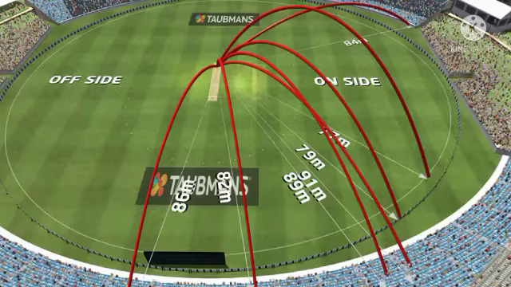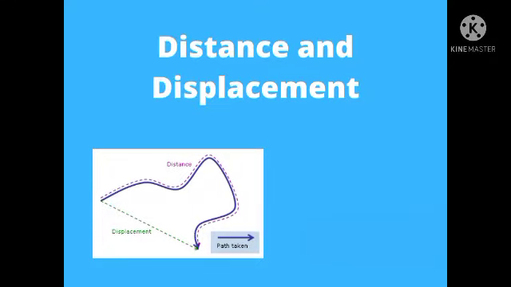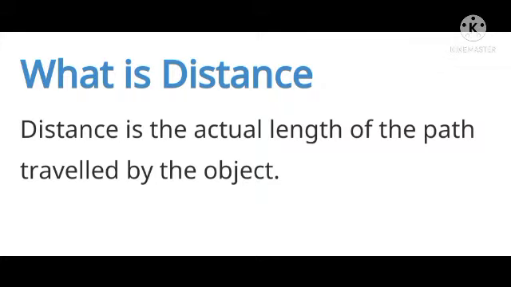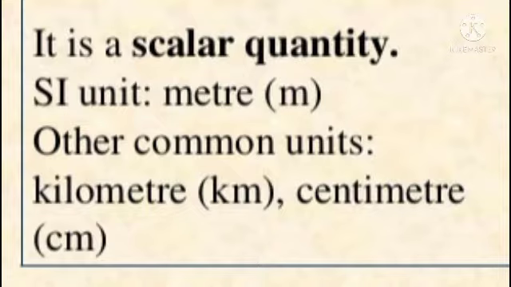Yes, my dear students, in today's class, we are going to learn about distance and displacement. What is distance? Distance is the actual length of the path travelled by the object. It is a scalar quantity because it has magnitude alone. This magnitude denotes the length of the path. The SI unit of distance is meter.